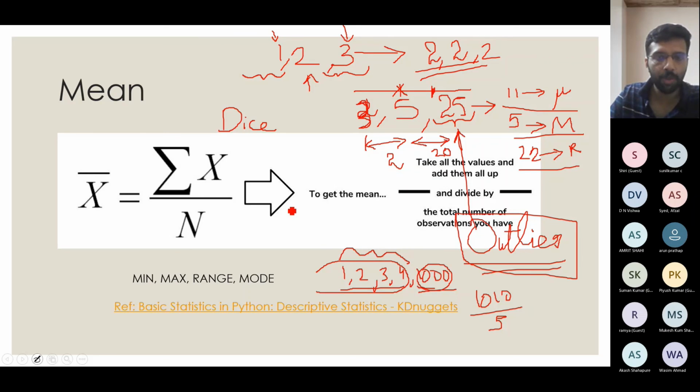So I think you got some concept, right? Where we will use mean and where you can use median. Clear? I hope everyone is clear. Okay. Then we will move to the next question.